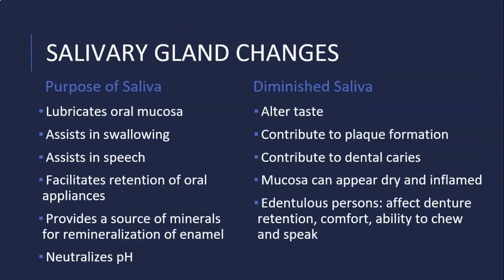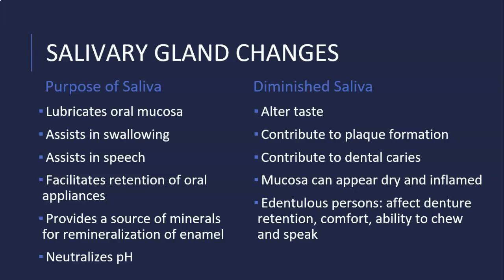Salivary changes. This is review for you, but let's go over the purposes of saliva. It's a lubricant. It assists in the breaking down and swallowing of our food. It helps us with our speech; with a dry mouth, your tongue gets stuck to the roof of your mouth and it's harder to talk. It facilitates retention of oral appliances, helping with that suction, and provides a source of minerals for remineralization of the enamel, so it's directly beneficial to teeth, and it neutralizes pH.